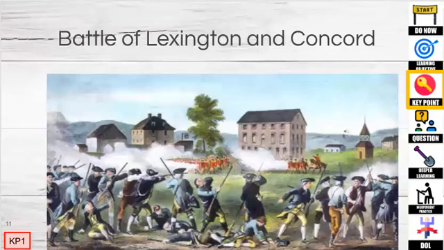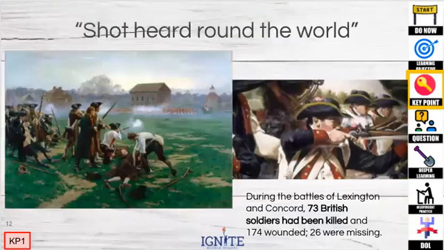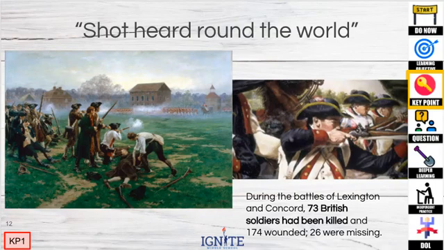So the war officially begins with the Battle of Lexington and Concord. This battle took place in Massachusetts. It is known as the shot heard round the world. What they mean by that was it was the official beginning to the Revolutionary War. The first gunshot fired was famous because it kicked off and initiated the Revolutionary War.